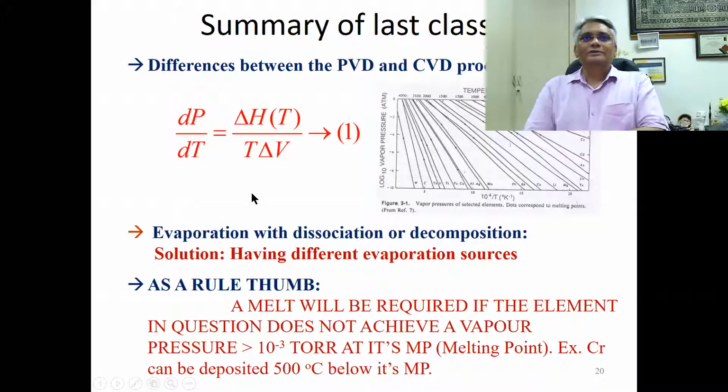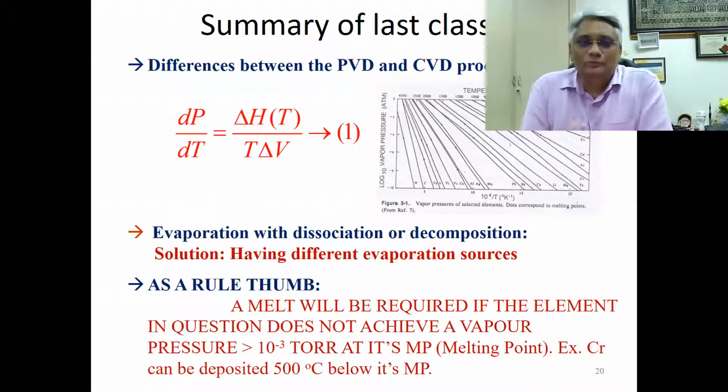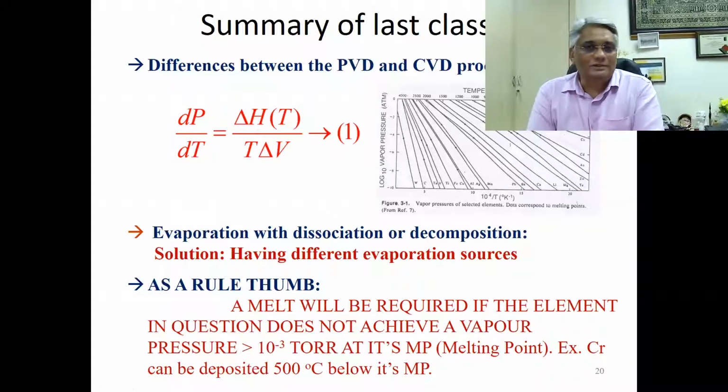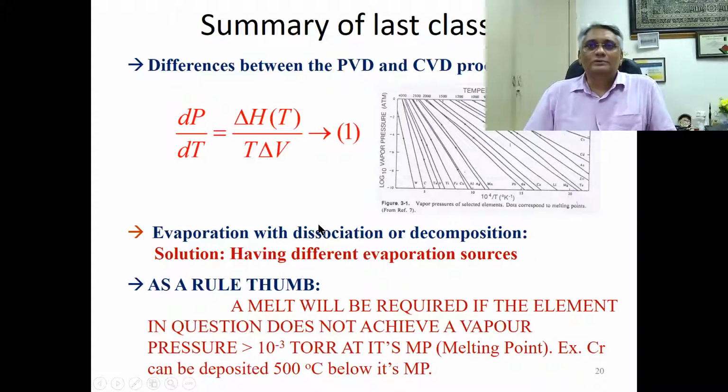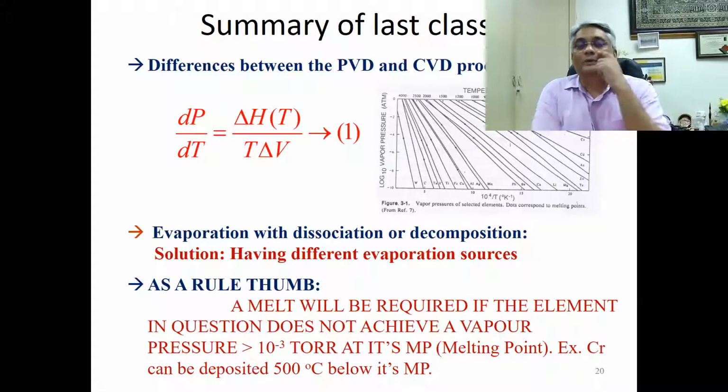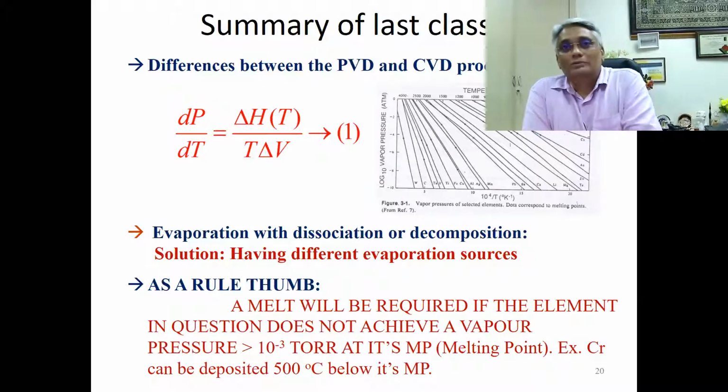And I said the ideal situation in terms of thermal evaporation, which falls under the category of physical vapor deposition, is evaporation without dissociation, which doesn't happen most of the time. So you have evaporation with dissociation, decomposition. I said that the solution is having different evaporation sources. In fact, this process has led to the invention of a very sophisticated thermal evaporation process called molecular beam epitaxy.